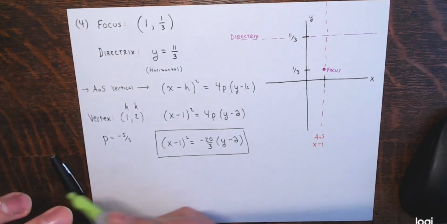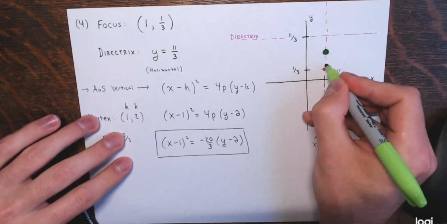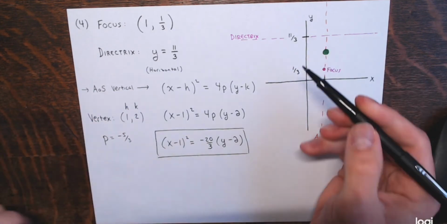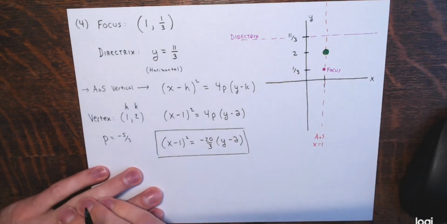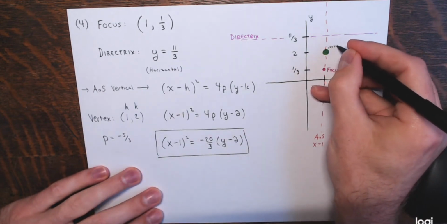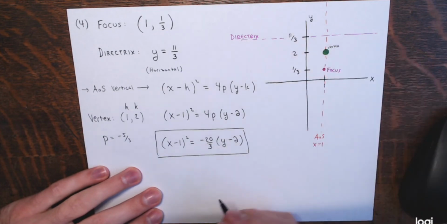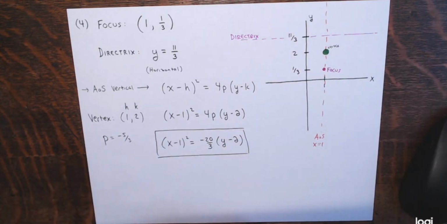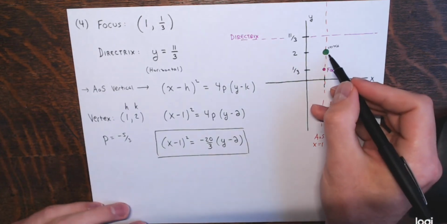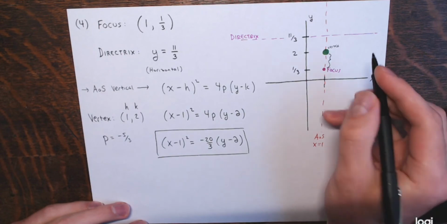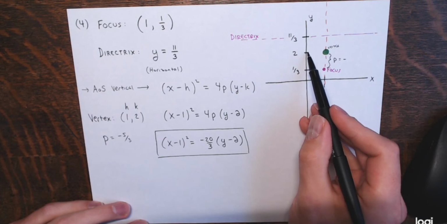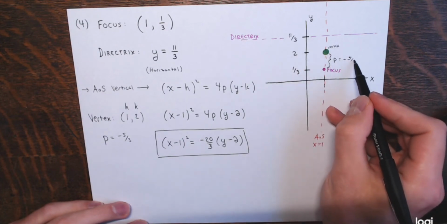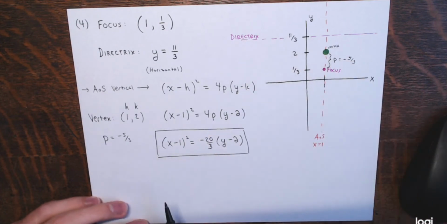And like I said, the vertex is going to be halfway between the focus and the directrix. And the average of 11/3 and 1/3, as I said, is 2. So the vertex is the point (1, 2). And then from the vertex to the focus, you have to go down, which is a negative change, so the value of p is going to be negative. And like I said, that's from 6/3 to 1/3, that's 5/3 down. Right? And I got p equals negative 5/3, and I pop that in.